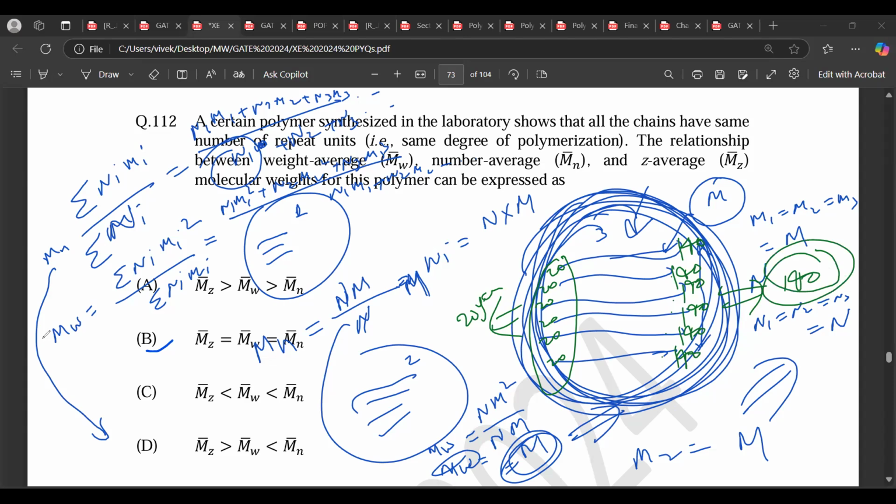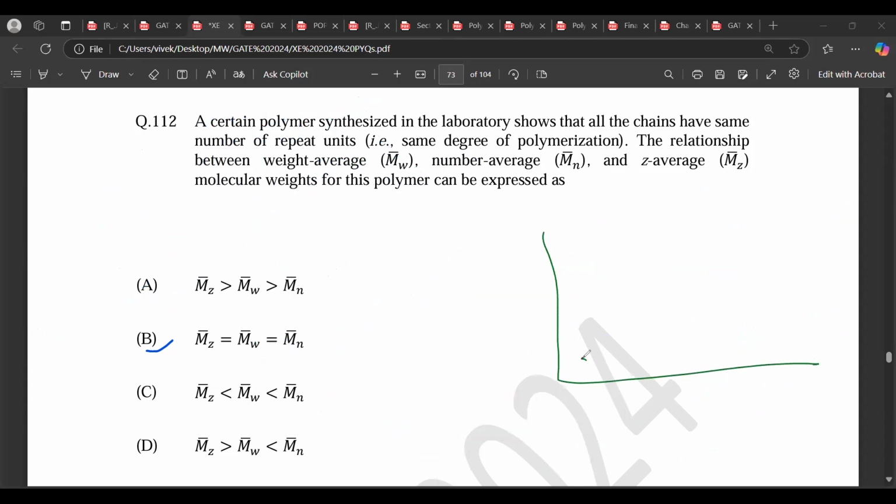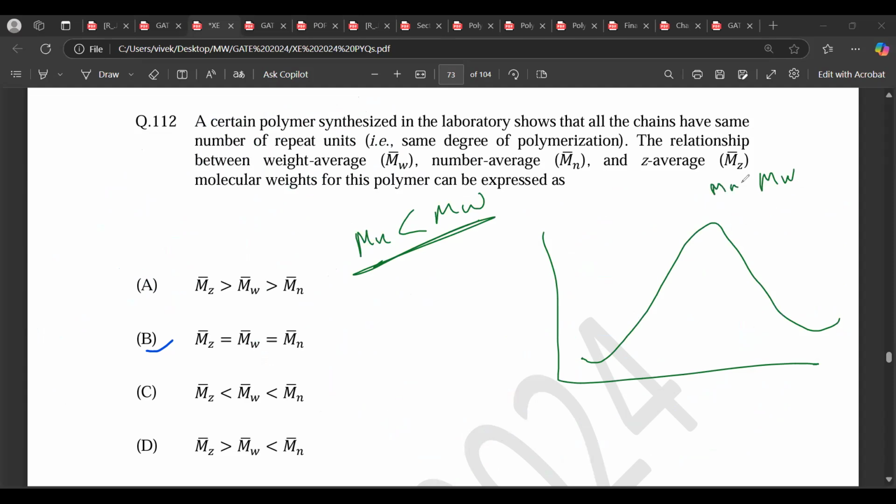So, for the polydispersity index graph, for the polydisperse case, Mw is higher than Mn, right? In this case, Mn is equal to Mw. What does that mean? Because the more the broadness, the more is the gap between Mn and Mw. This is Mn and this is Mw. So there is a gap. The gap means this value is different and that value is different, right?